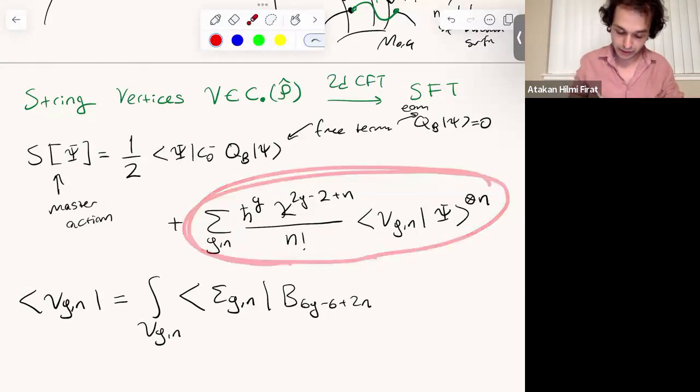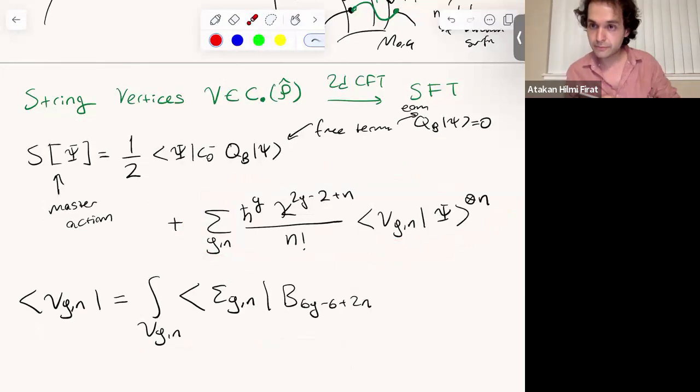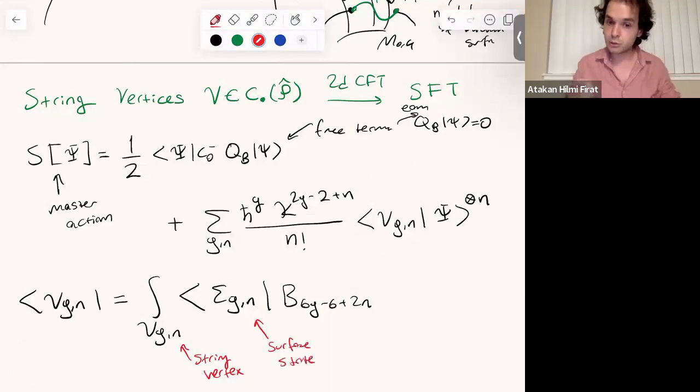The important point here is that these are cubic terms, quartic terms, what have you. And these are constructed by this integration now. So you see, instead of M_{g,n}, I'm using the string vertices. So this is the surface state. Basically, this contains the local coordinate choice that you make.